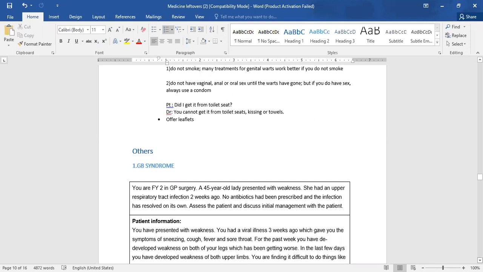And when you are mentioning the management, always mention the genitourinary clinic, but please do look at the scenario, whether you are already in the genitourinary clinic. If you are already in the genitourinary clinic, you are not going to refer them to the genitourinary clinic. That is very clear.